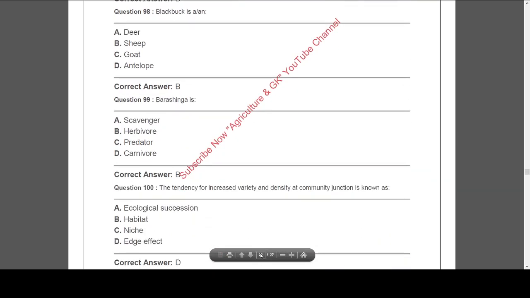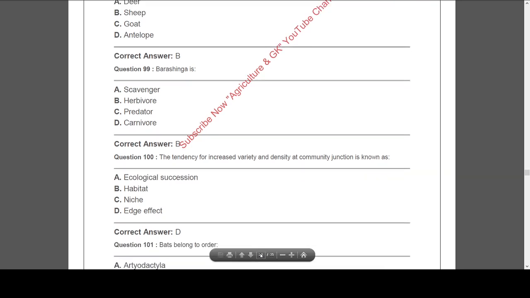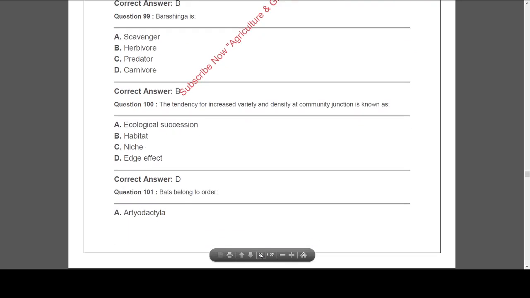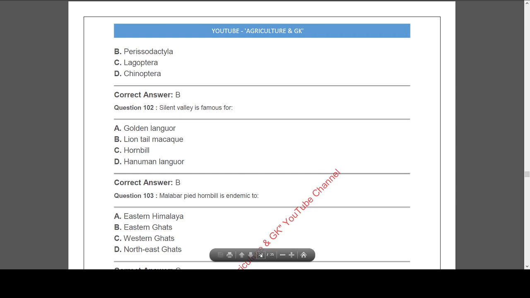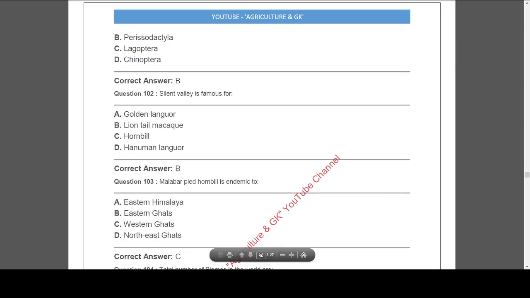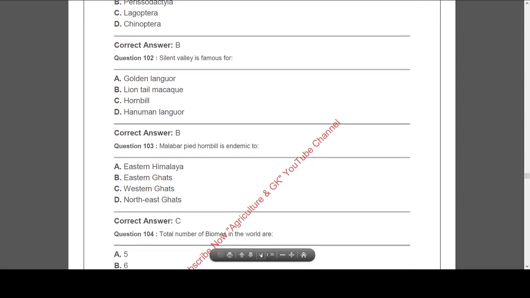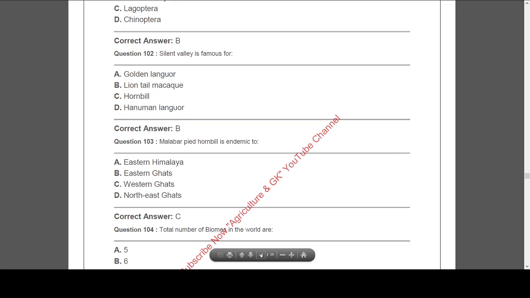Bharashinga is herbivore. Tendency for increased variety and density at community junction is known as option D, edge effect. This is a very important question. Bats belong to an order Perissodactylia. Silent Valley is famous for lion-tail macaw. Malabar pied hornbill is endemic to option C, Western Ghats.